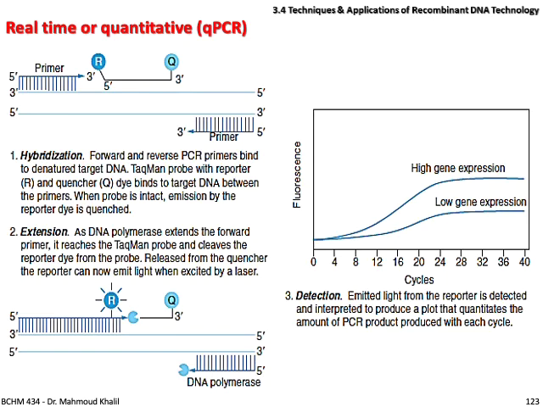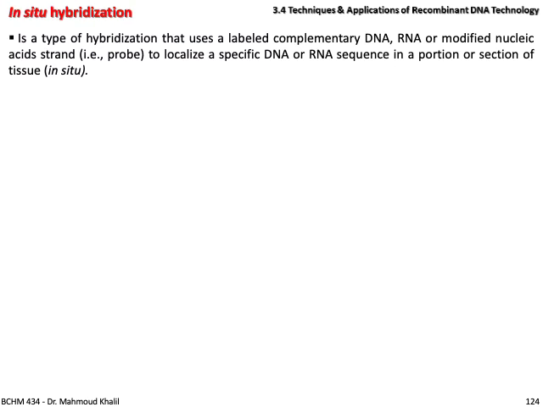And here you can see how it is read out on the computer software, so you can see what the curve looks like for high gene expression and low gene expression. In situ hybridization is a type of hybridization that uses a labeled complementary DNA, RNA, or modified nucleic acid strand, like a probe, to localize a specific DNA or RNA sequence in a portion or section of tissue in situ.